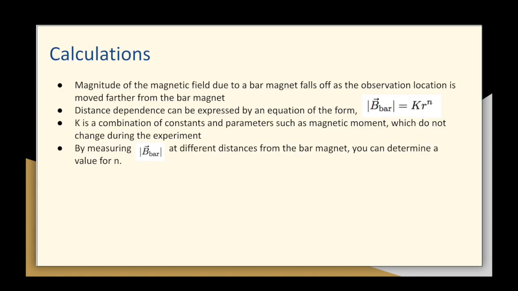The next step was the calculations. The magnitude of the magnetic field due to a bar magnet falls off as an observation location is moved farther from the bar magnet. The distance dependence can be expressed by the following equation. The magnitude of the magnetic field of the bar equals k r to the n, where k is a combination of constants and parameters such as magnetic moment, which did not change during the experiment. By measuring the magnitude of B bar at different distances from the bar magnet, I was able to determine a value for n.